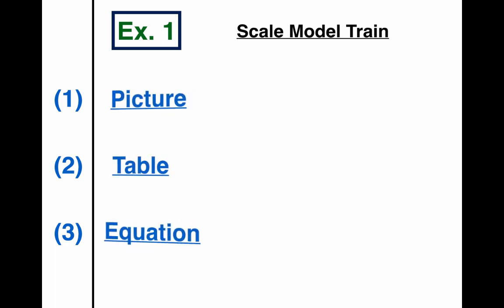So we're going to do an example of a problem that involves a model train. Imagine you're making a scale model train. We're going to break this problem into the 3 steps we've been practicing. We're going to do a picture, a table, and an equation. But picture first. So here's the fun part. We get to draw a train.